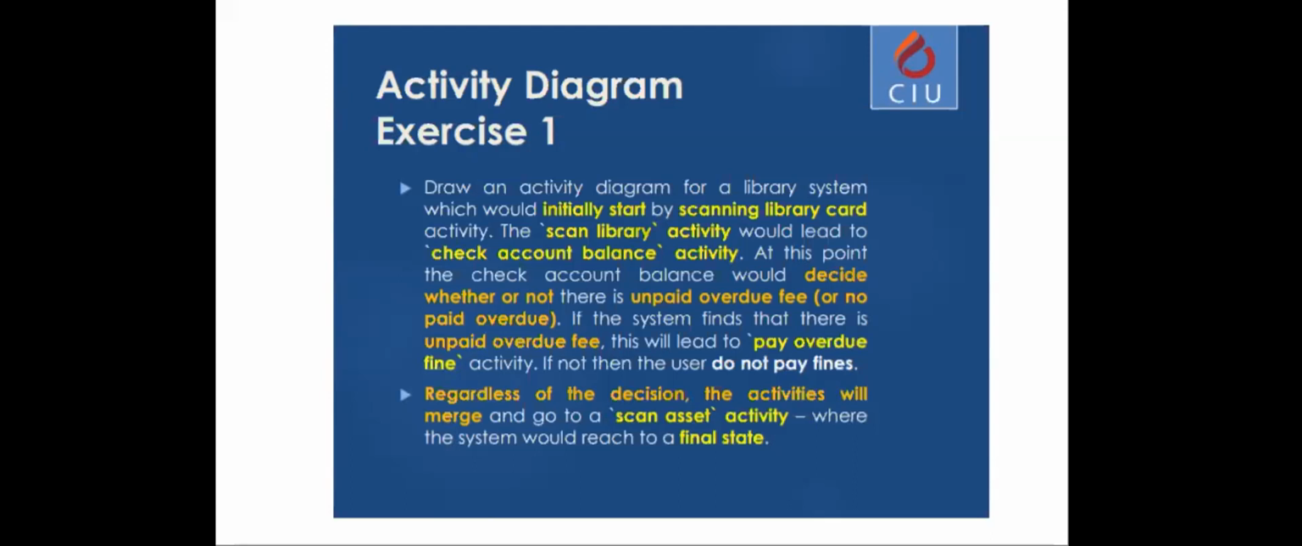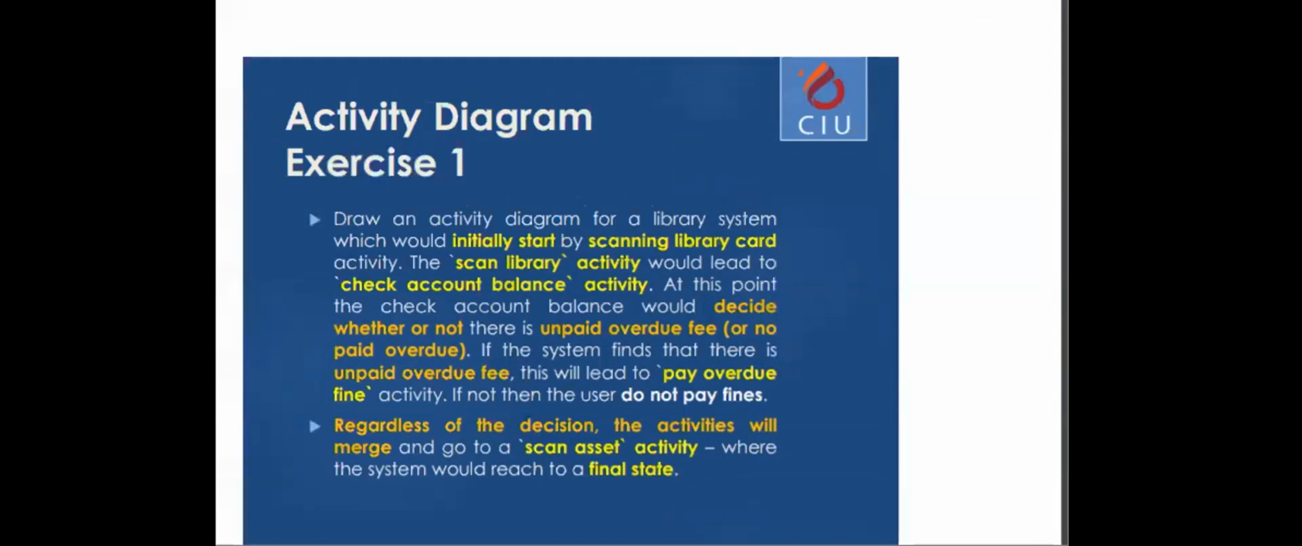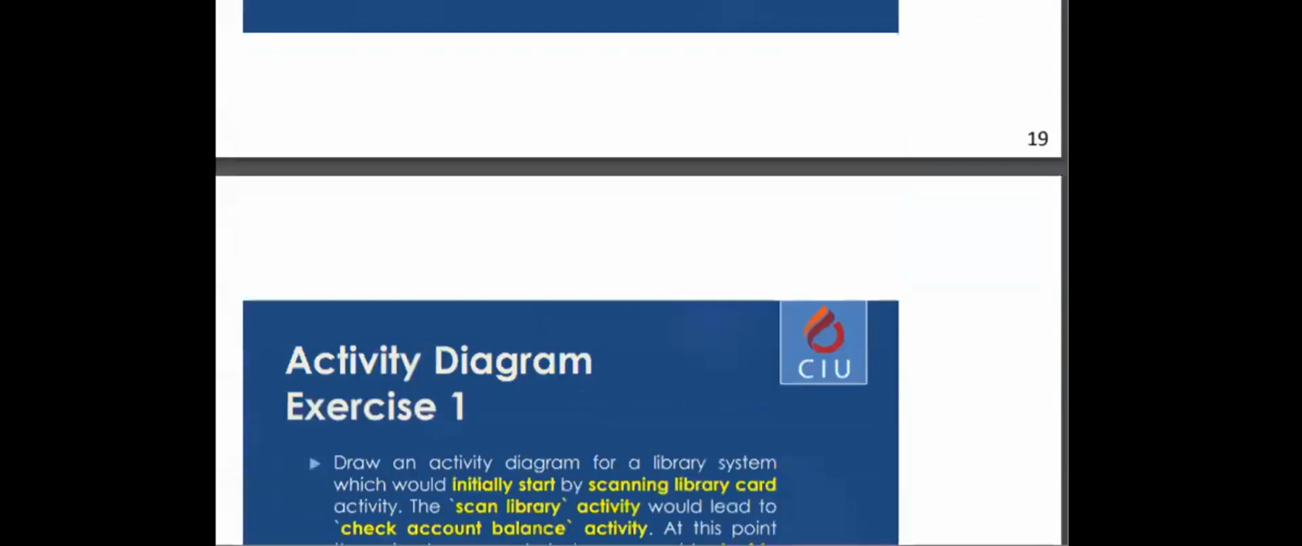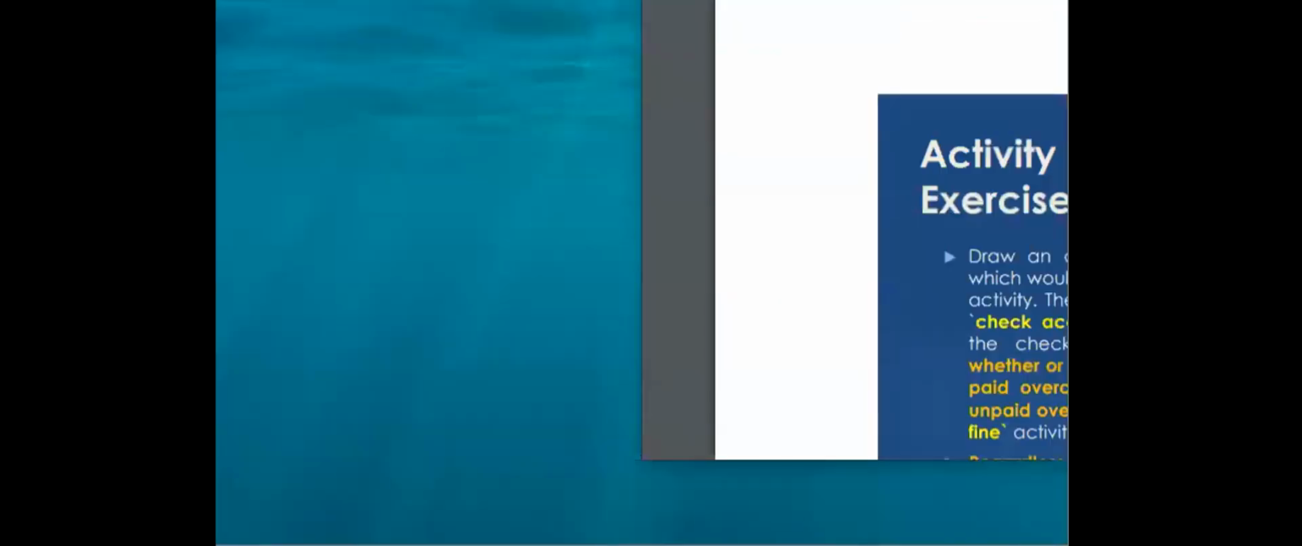Regardless of the decision, the activities will merge and go to a scan asset activity, which then the system would reach a final state. So how can you draw this? How do you understand it? Some of these things I already color coded that will help you to understand how to draw it.